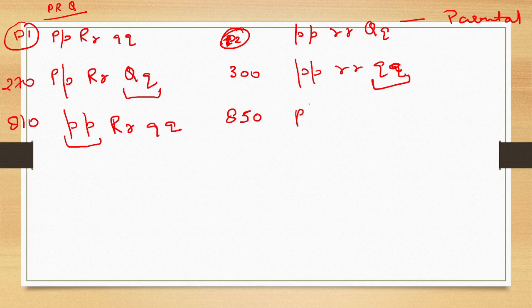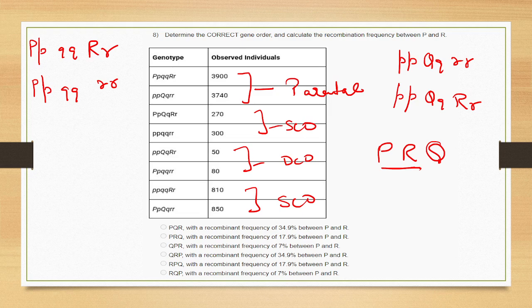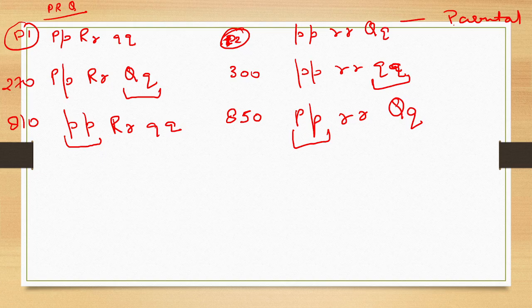Next, we come to 850. It is PP, RR and QQ. Now compare it with the parental generation, where your crossover has occurred at P. Now in double crossovers, the crossover has occurred at R. We have already discussed that in double crossovers, your crossover has occurred at R. That is why it was in between. Now we have to calculate the recombination frequency between P and R.